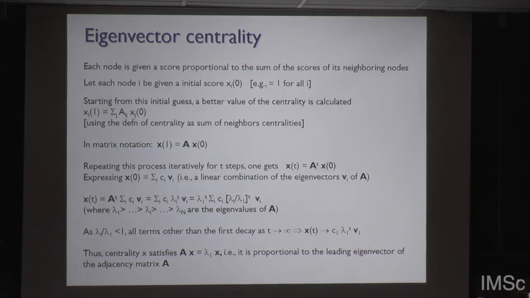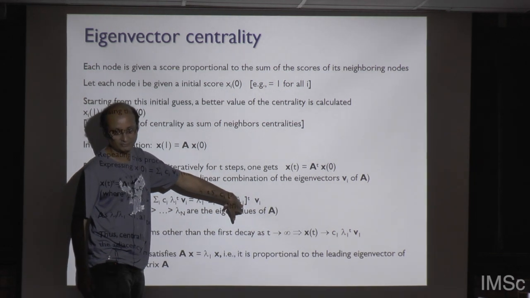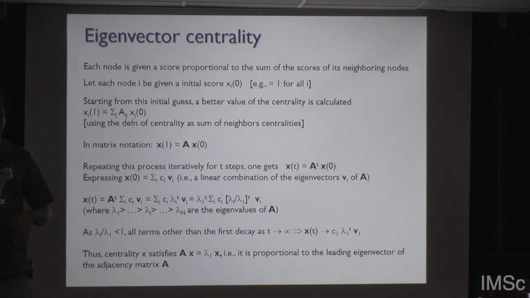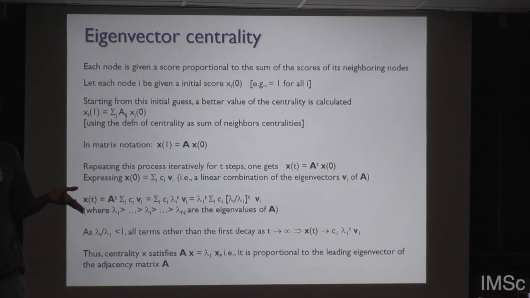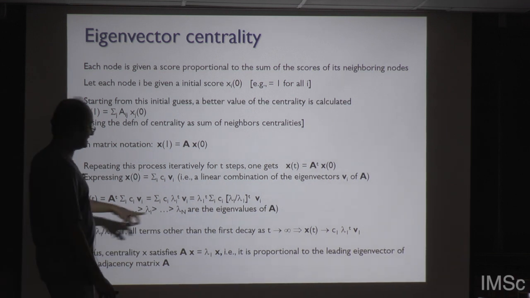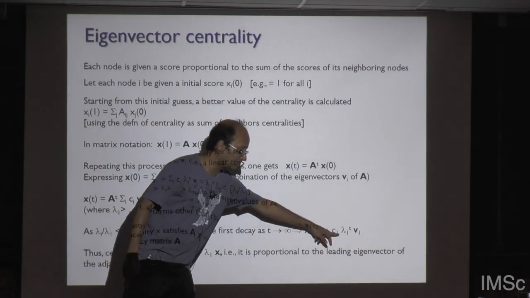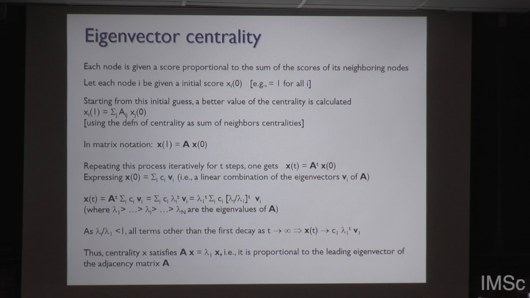Now, by definition, this quantity is less than or equal to 1, right? So if a quantity is less than 1, if I raise it to a sufficiently high power, it would essentially go to 0. And so, as t tends to infinity, I'm guaranteed that the only term which survives is just the leading term, corresponding to the largest eigenvalue.